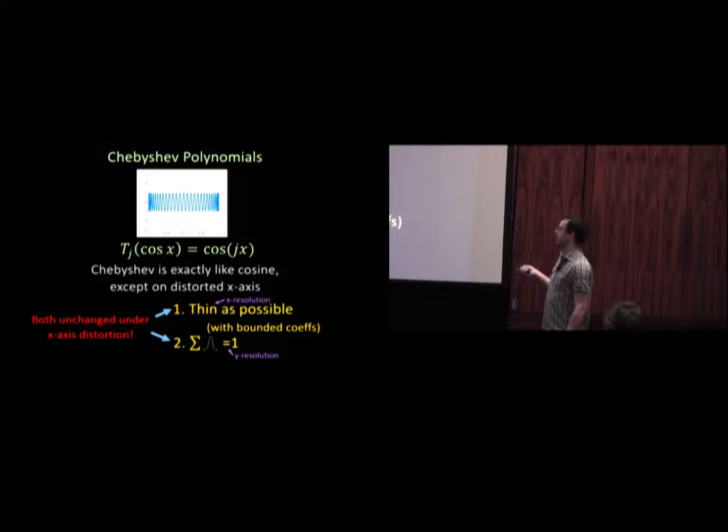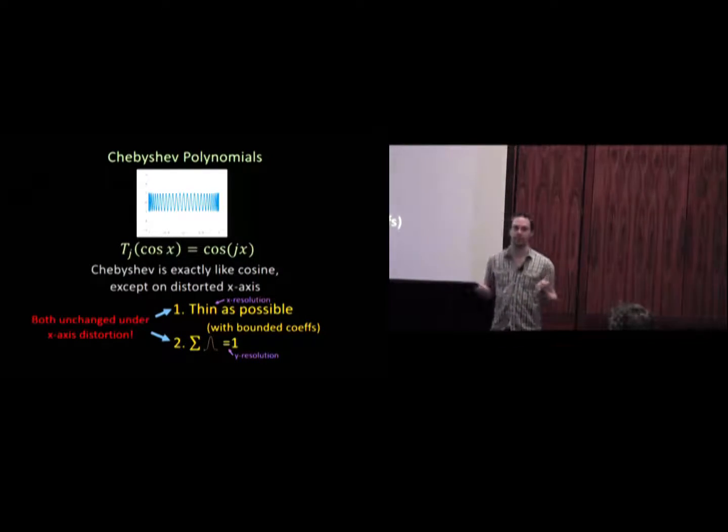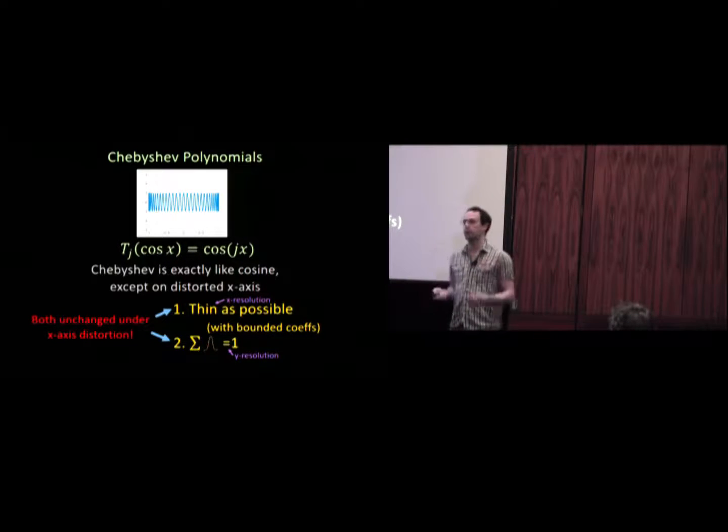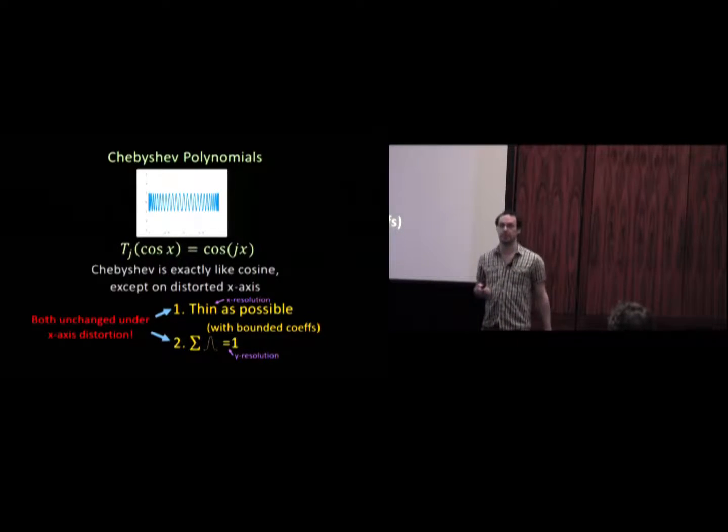Also, if we manage to make a bump as thin as possible, then even if you rename the different x coordinates, the thinnest possible thing is still the thinnest possible thing. Thinnest is still thinnest even if you view it through a distorted lens. So both of these desiderata are completely unchanged under x-axis distortion. Therefore, polynomials are cosine functions. And the only question is, how can we solve this problem if instead we were just told, do it with cosines.